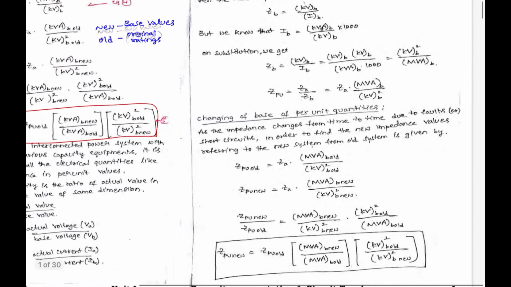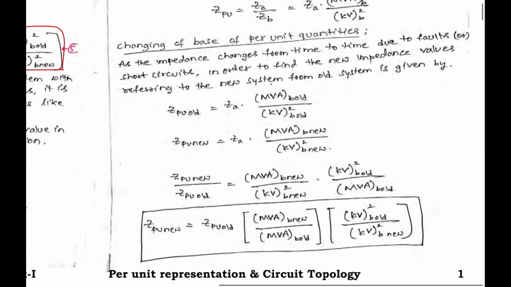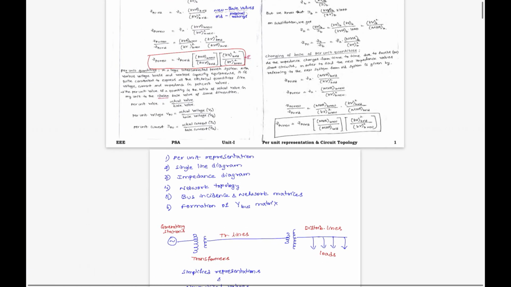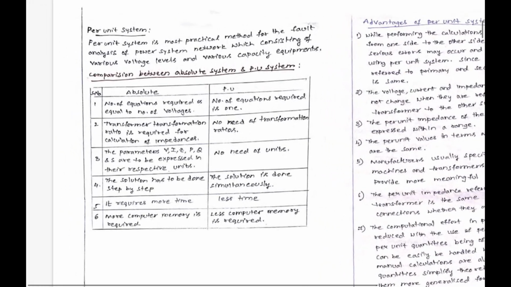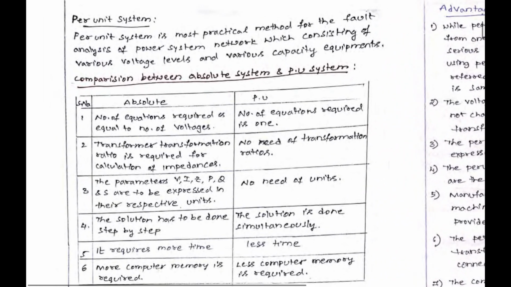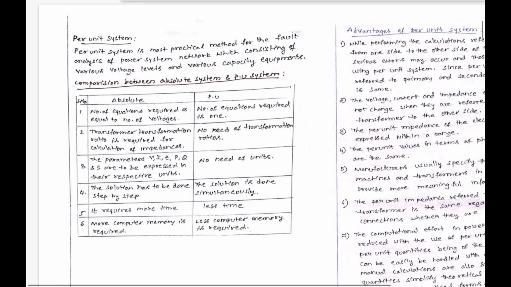Okay, so the change of base of per unit quantities, it is the expression that is used for calculating the new per unit reactance. So now we will try to understand what exactly is a power system, per unit system, and what are the differences between absolute and the per unit quantities. So these are the general theory points that you can go through it.